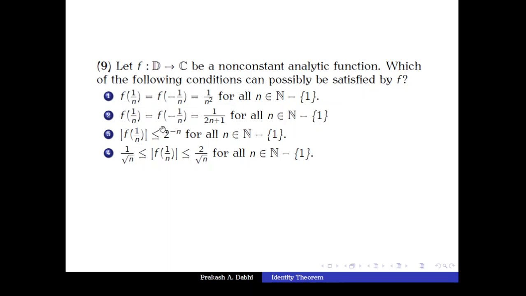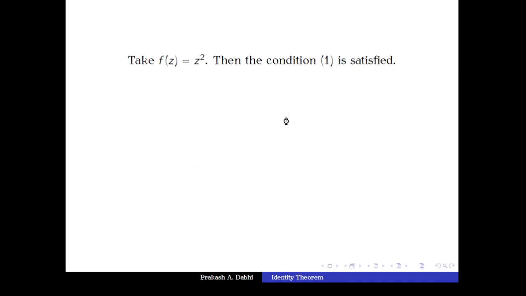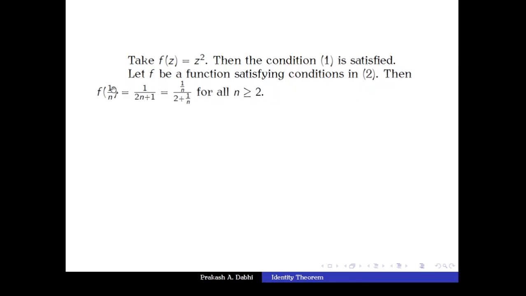Now we shall show that there is no non-constant analytic function which satisfies condition 2. Okay, so let us see how we can do this. Let f be an analytic function on D which satisfies condition 2. That means what? f of 1 by n. We are not considering the part f of minus 1 by n. Let us first concentrate on this f of 1 by n.